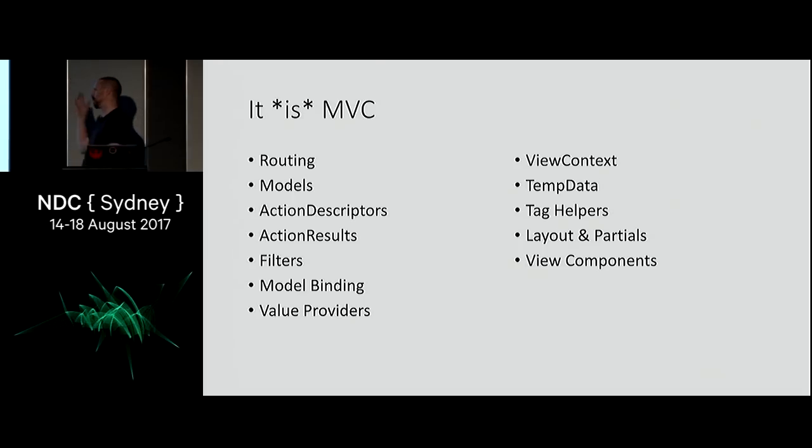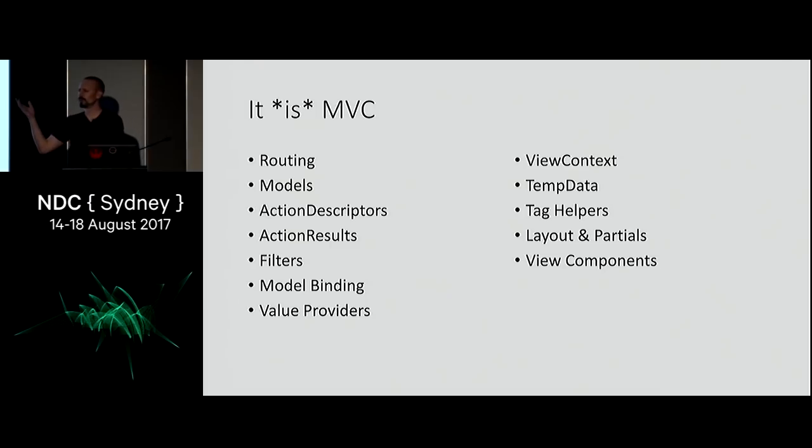You get model binding, of course. You get value providers to support model binding, of course. It's the same view context object that you've always used. There is a derived page context as well, but the view context is still there with all the same data that you've ever had. That also means you get the same temp data. You get support for tag helpers, which are obviously fantastic. If you don't like tag helpers for some weird reason, you can still use HTML helpers. They just work. Layouts and partials obviously still work.